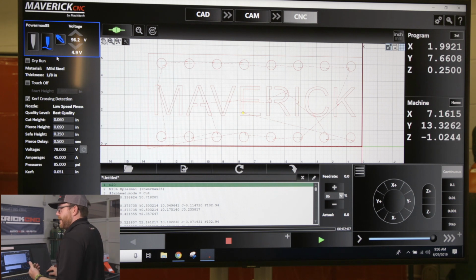You also have a button up here on the top left-hand side of your screen. You see they're highlighted blue right now. Blue means that they're on. So these buttons are your torch height control. This is what will make the torch read voltage and raise and lower it for warpage or for bumps in your material.